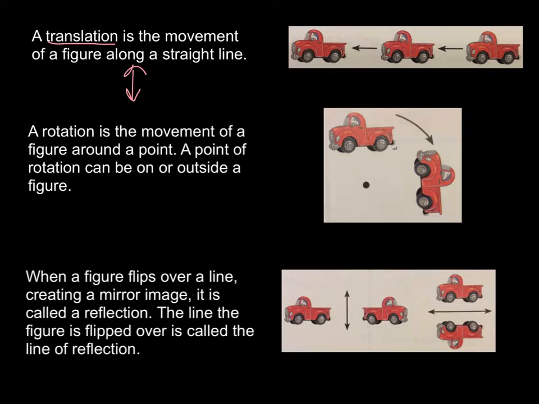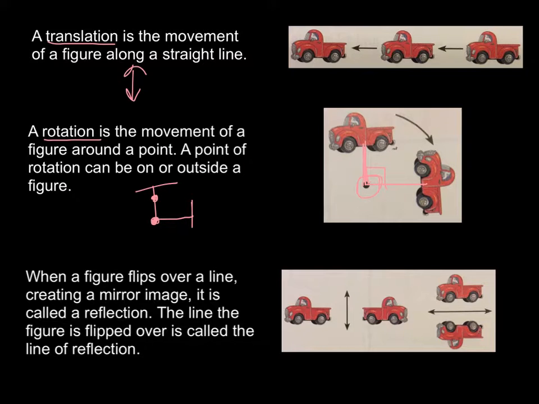All right, and then we have a rotation, which is a movement of a figure around a point. Here's our point right here. So if we took our truck and we rotated it to the left 90 degrees, we would have this rotation here. A point of rotation can be on or outside of a figure. So I could do a T here and say my point of rotation is here, and then I would do my T like this. Or I could even rotate it around some place on the figure as the point of rotation. It does not have to be like this one where it's off of the figure.